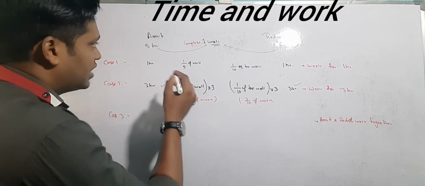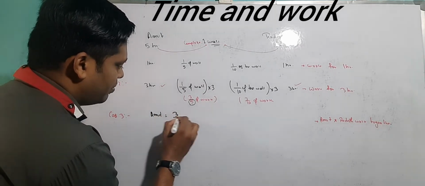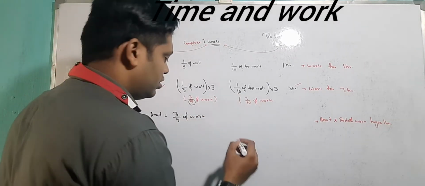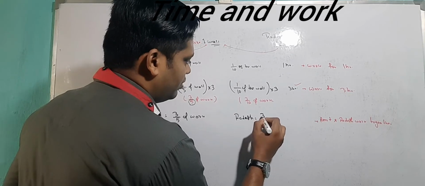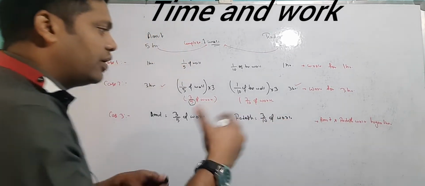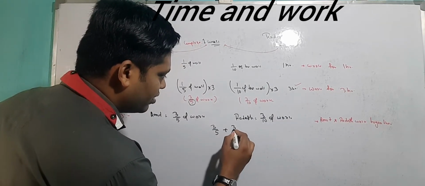Okay, so Mr. Amit has done, Amit, how much did he do? He did 3 by 5 of the work. And Radhesh, 3 by 10 of the work. Okay, now they have come together, so it will be 3 by 5 plus 3 by 10.